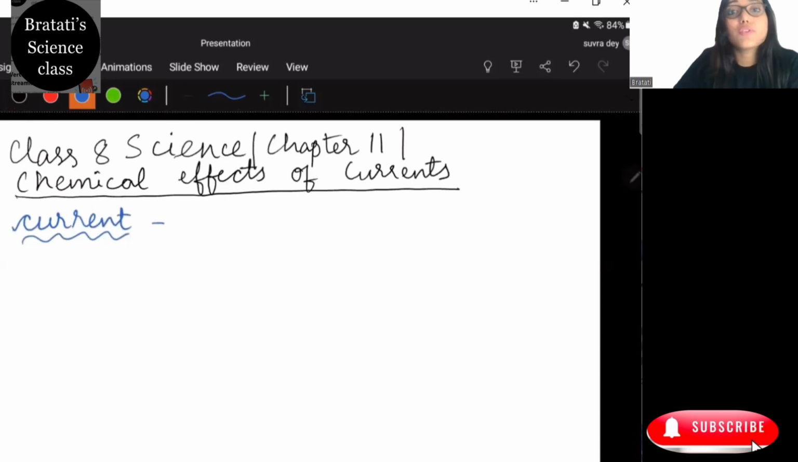Current is basically the flow of the electric charge. This electric charge is mainly the negative ion, which we call electron. So the flow of electrons, we call it current. We say that power is off, there is no current. That means the electricity flow, or rather the negative ion flow, is stopped due to the power interruption.